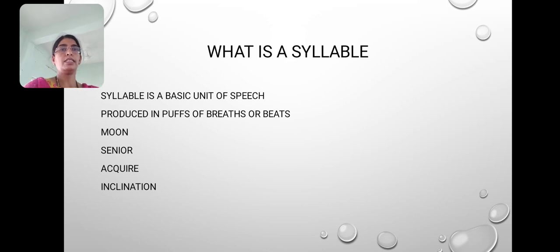As we said, a syllable is the basic unit of any speech, and we can identify the number of syllables when we pronounce a word and try to identify how many parts are there in that word. Each syllable is produced with one single puff of breath. A word cannot be produced at a stretch, although while listening we can't understand that distinction.